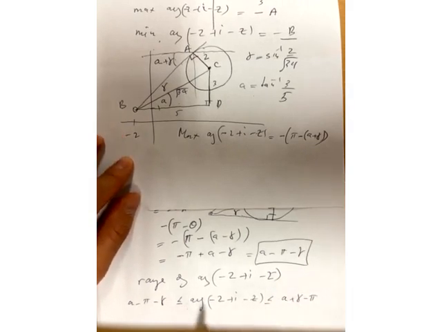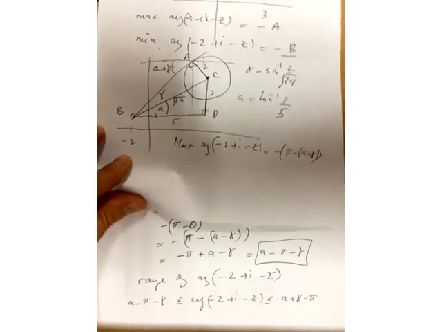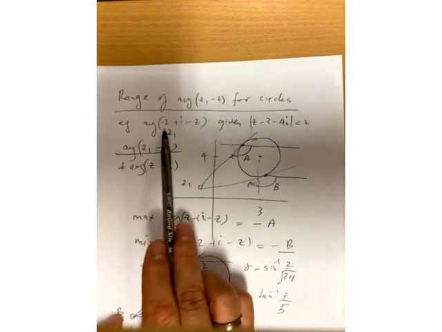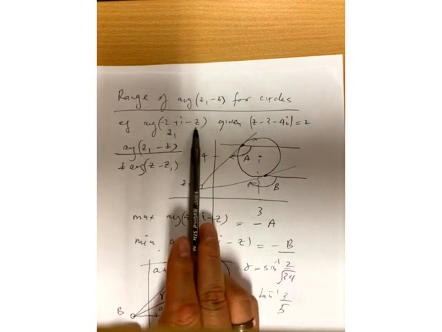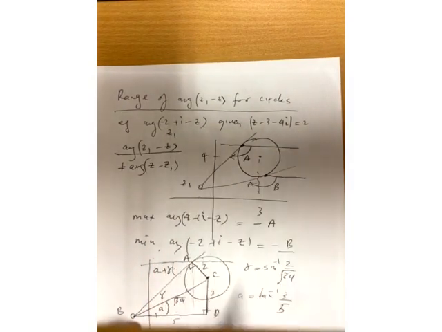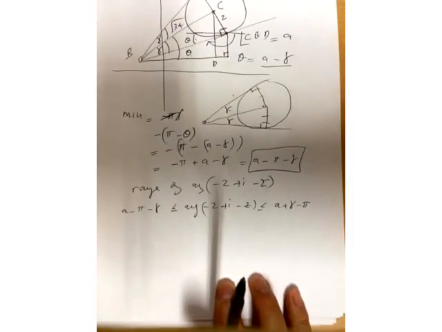So the range means what values of arg Z can it be? It lies from the minimum to the maximum. That's what range means, from smallest to biggest. And to recap, the question here was to find the range of arg of minus 2 plus i minus Z, given that Z lies in the circle. And the answer to the question is actually here.